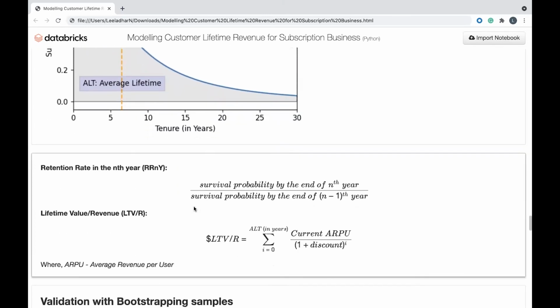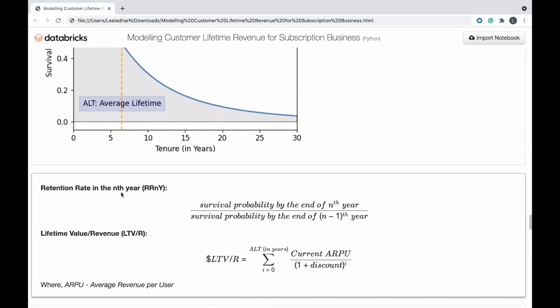And then we have retention rate in the nth year. Suppose we have a yearly subscription business. It would be useful to know, out of all the subscribers who have renewed for 3 years, how many of them are going to renew for the fourth year. And it can be obtained from this particular metric. And then we have $LTV computation. It is a summation of all future revenues obtained every year after adjusting for discount until the average lifetime.